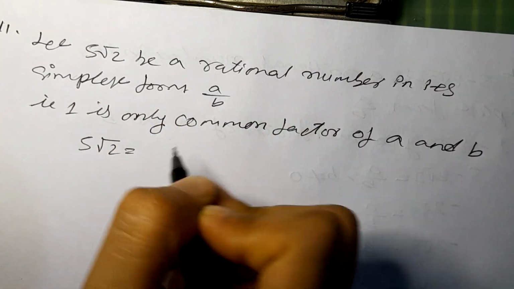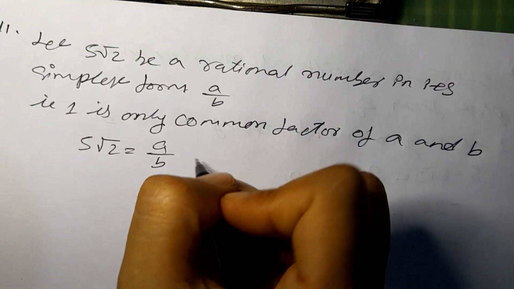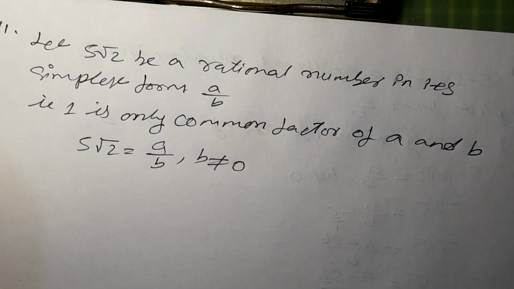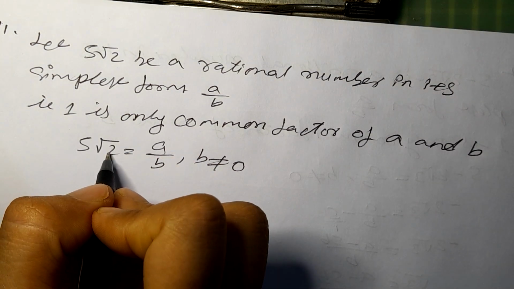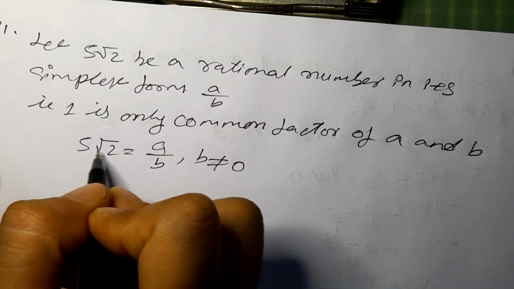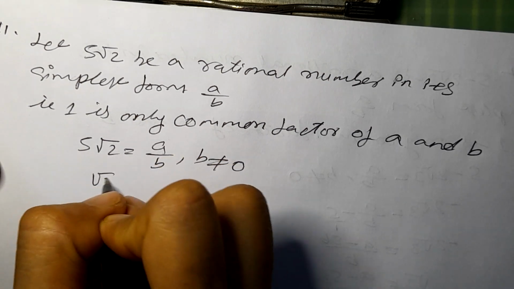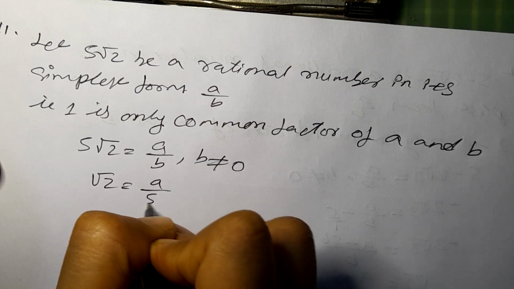So 5 root 2 is equal to a by b, b does not equal 0. Now our main target is to keep root 2 on this side and take the rest to the other side. Root 2 will be there, and 5 is multiplied, so it will be divided. So root 2 is equal to a by 5b.